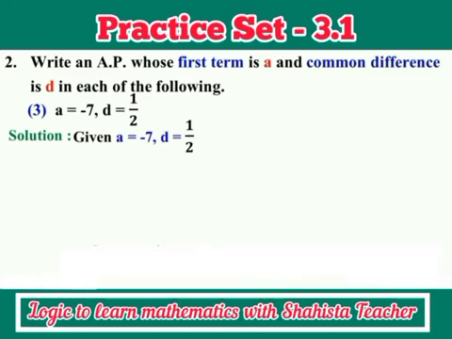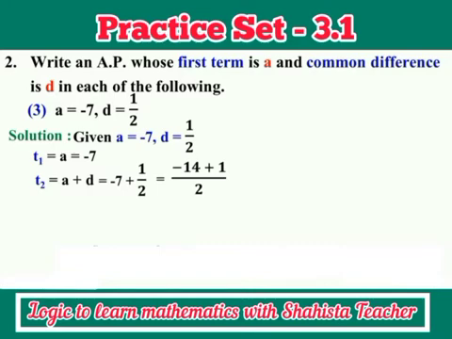Now here A is equal to T1. T1 is equal to A is equal to minus 7. Is that clear? How will we write here? T1, term 1, is equal to A is equal to minus 7. Term 2 is equal to A plus D. So minus 7 plus 1 upon 2. Here we get 7 2s are 14 with a minus sign, and plus 1. So minus 13 upon 2. After dividing we get minus 6.5.